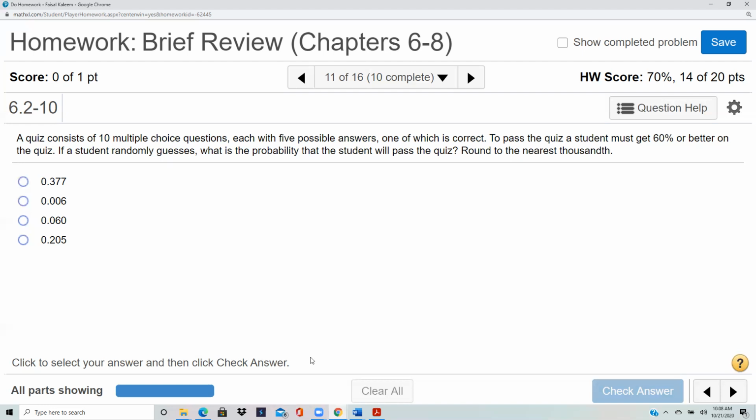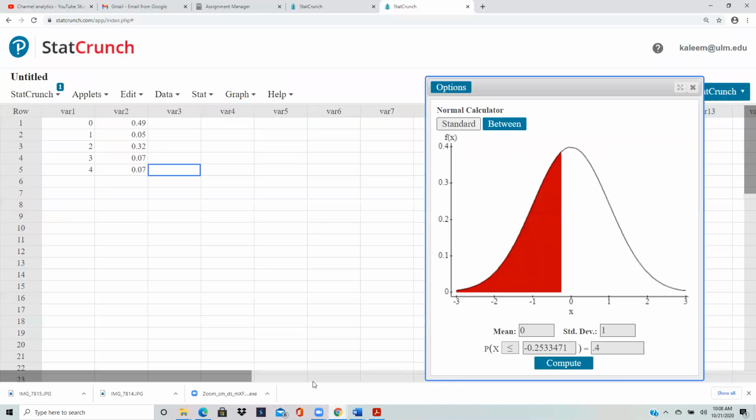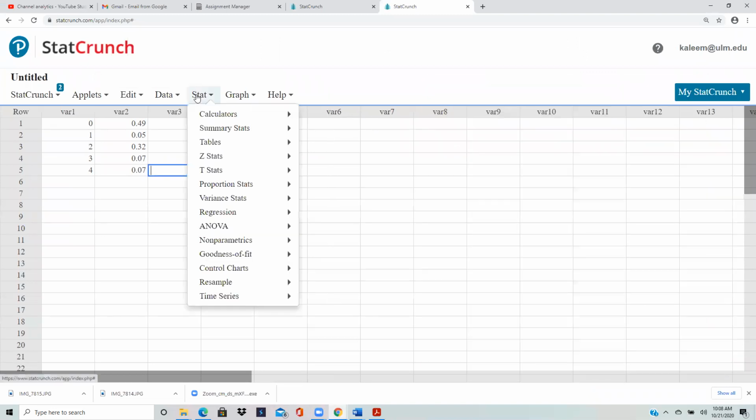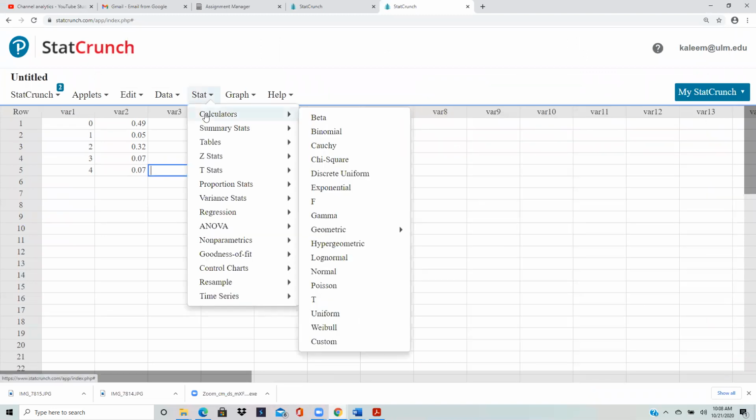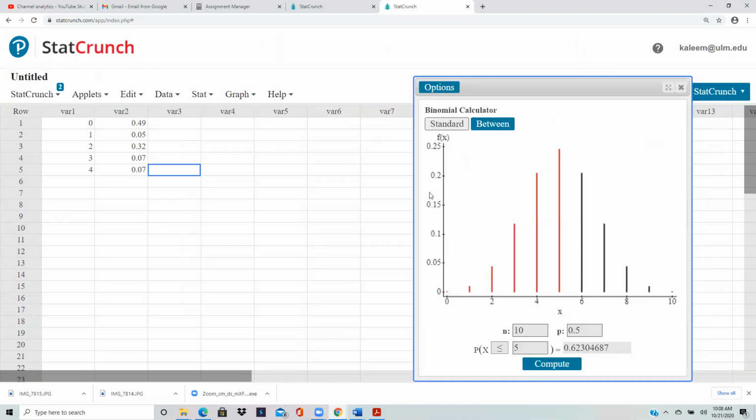I know how to pull up binomial in Statcrunch. Yeah, but that's not extremely important. So tell me how. Stat, calculators, and then there's going to be binomial at the top. Right. Okay. But what will n be in this problem?